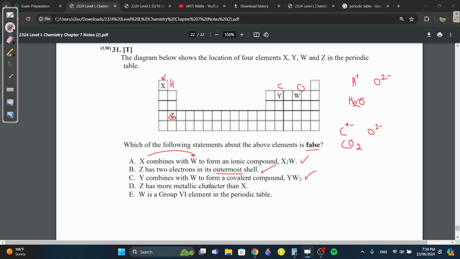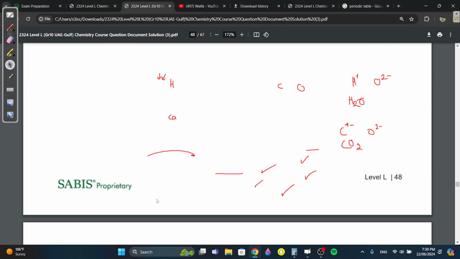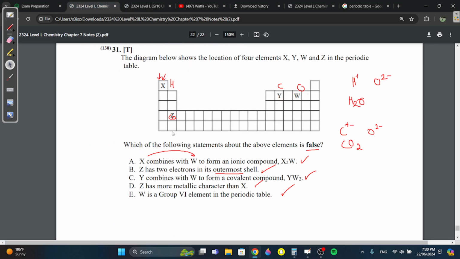Z has more metallic character than X. We know X is hydrogen. Obviously, Z has more metallic character. Calcium has more metallic character than hydrogen. Obviously, hydrogen is a gas. W is a group 6 element in the periodic table. Okay. Obviously, they're all correct. Am I missing something? Okay. I think they're all correct.